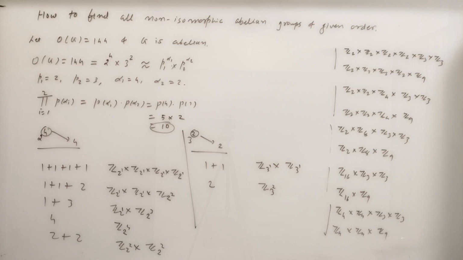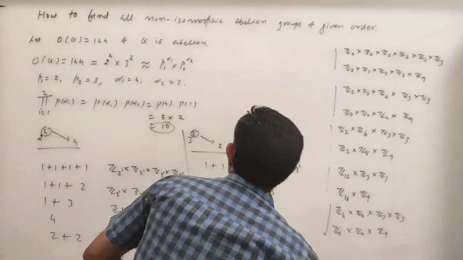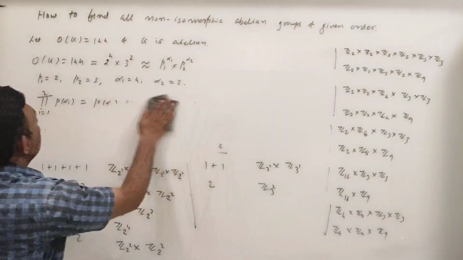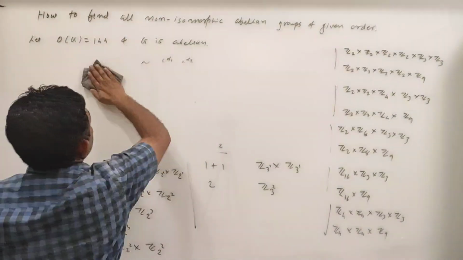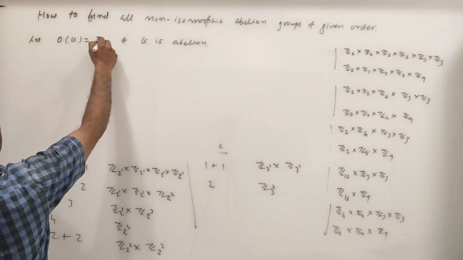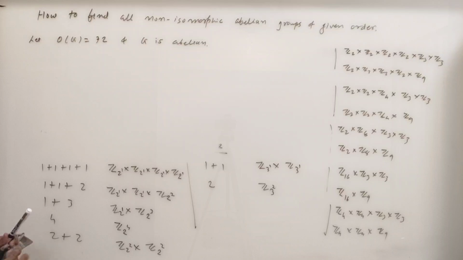Okay, so let us illustrate one more. Let me say order of G is 72. Order of G is 72.